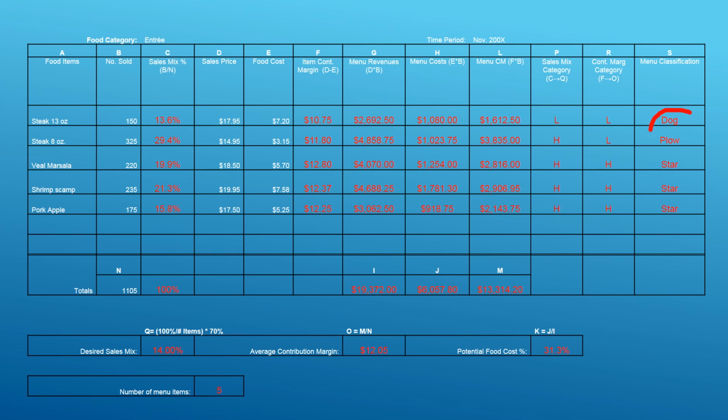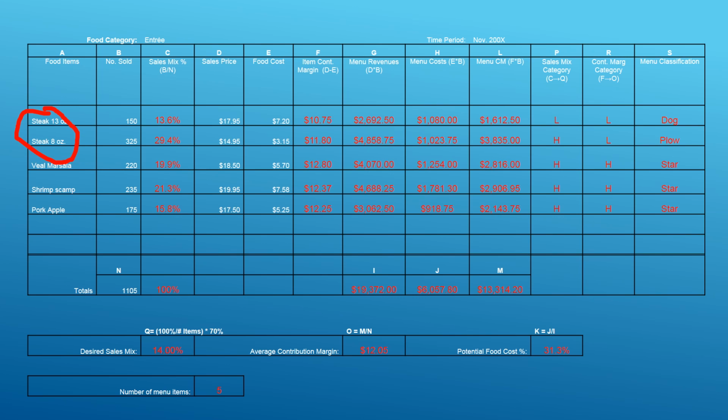Now that we've determined what these items are, dogs, plow horses, and 3 stars, we can do something about it. We can decide what we want to do with these menu items, if anything. For example, we currently have 3 stars on our menu. Most likely just leave them alone. We also have, as you can see up here, the steaks. They're dogs and a plow horse. All right, since they're both steaks, though, I think they are influencing each other.